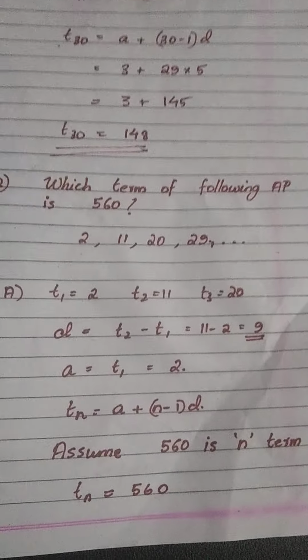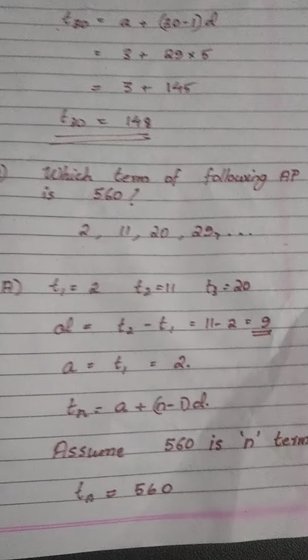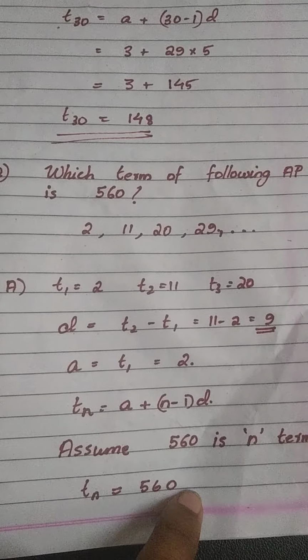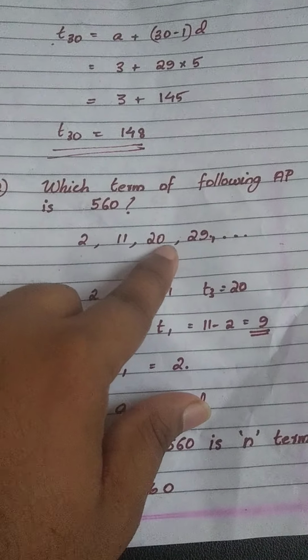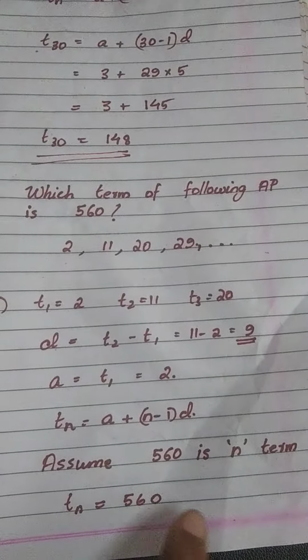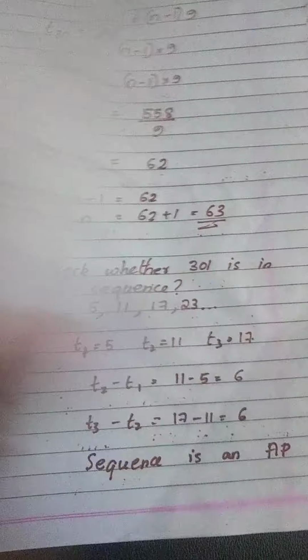इसका एक मेंबर है वो मालूम है. So we are going to assume, हम assume करेगा 560 nth term है. So Tn will be 560 है ना. If 20 is the third term, then T3 is 20. So if 560 is the nth term, Tn will be 560.